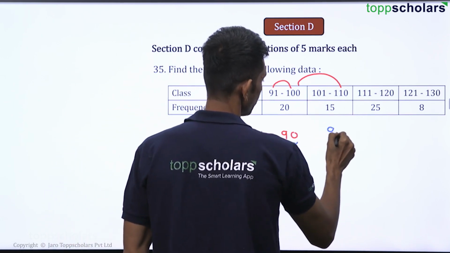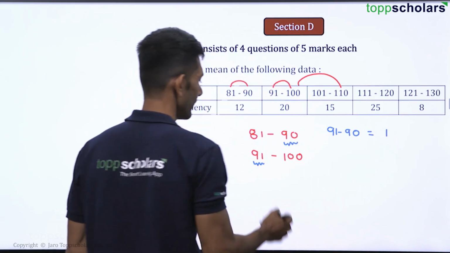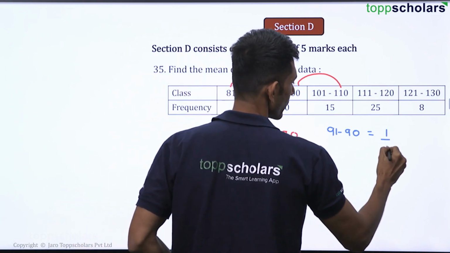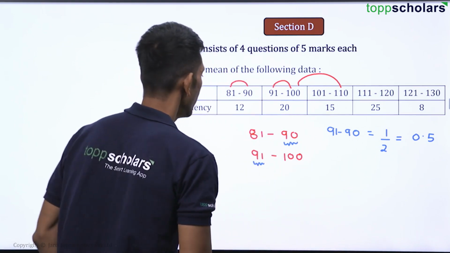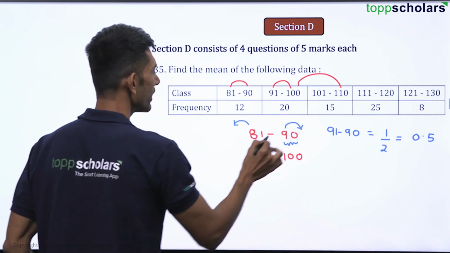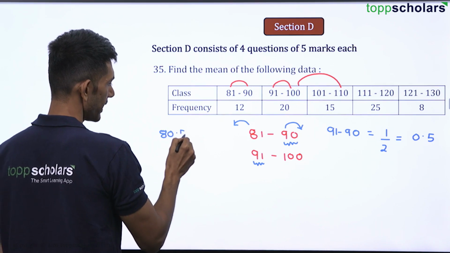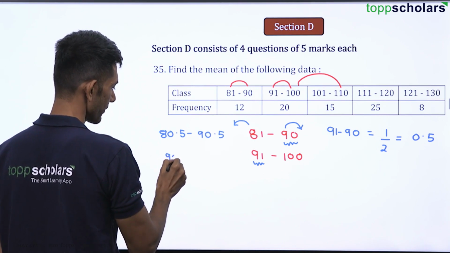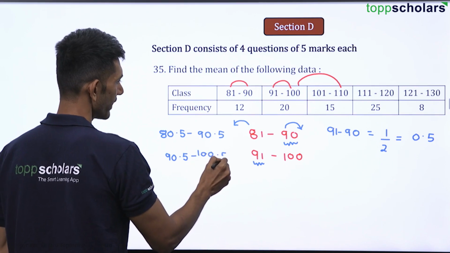So 91 minus 90 is how much? It is 1. Now you break it into two parts, that is divided by 2. So 1 divided by 2 is 0.5. Correct? Now you subtract 0.5 from the lower limit and add 0.5 to the upper limit. So this becomes 80.5 to 90.5. This becomes 90.5 to 100.5.